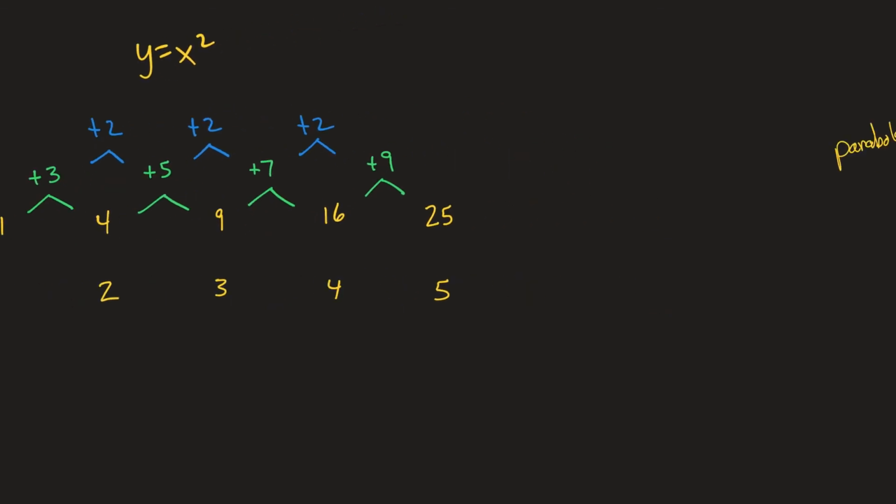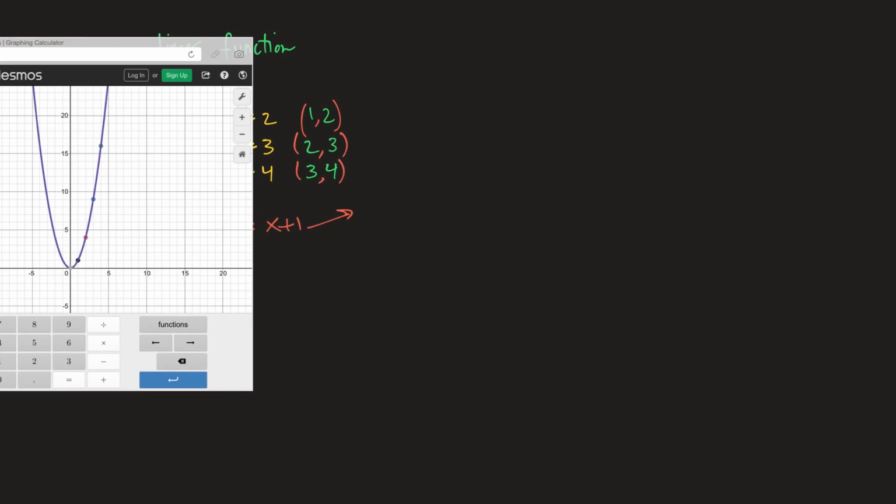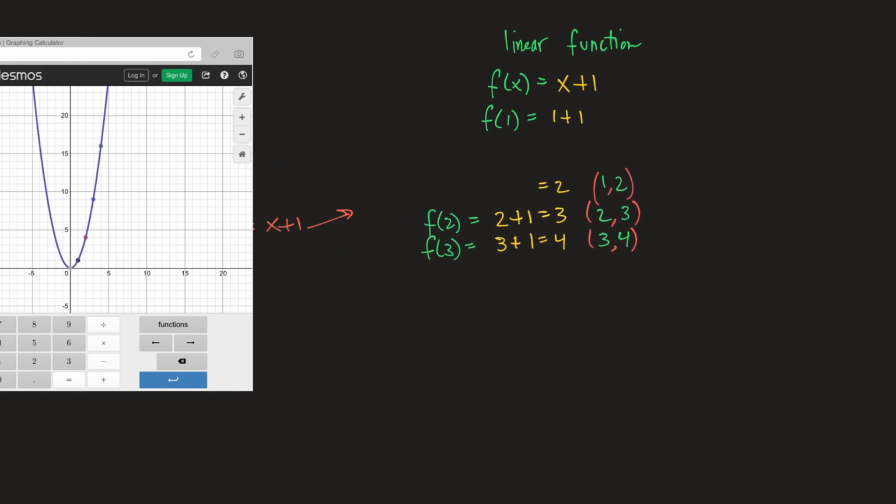Compare that to the linear. When I bring this back over to that linear function, so remember my linear function, if I take all of these and do the same kind of thing, it's 1, 2, 2, 3, 3, 4.